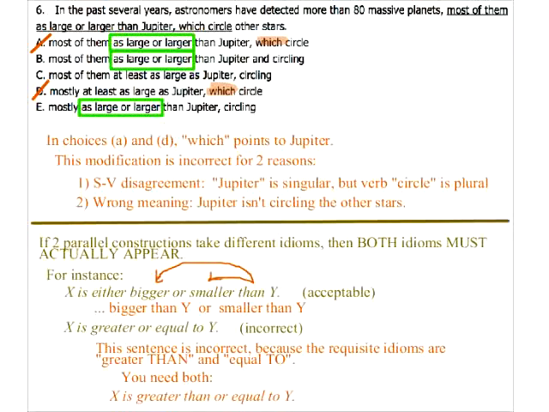But the same issue here is with "as large." You need both idiomatic constructions. "As large as," and you need to have "larger than." Both of those are required. So the ones that have "as large or larger than" are incorrect. Smiley face if that aspect makes sense.